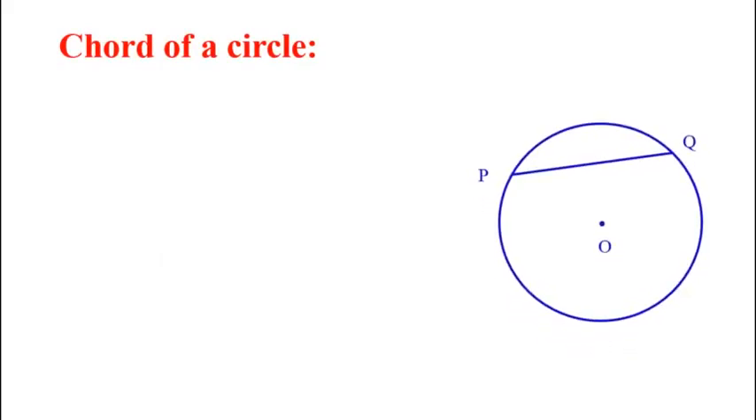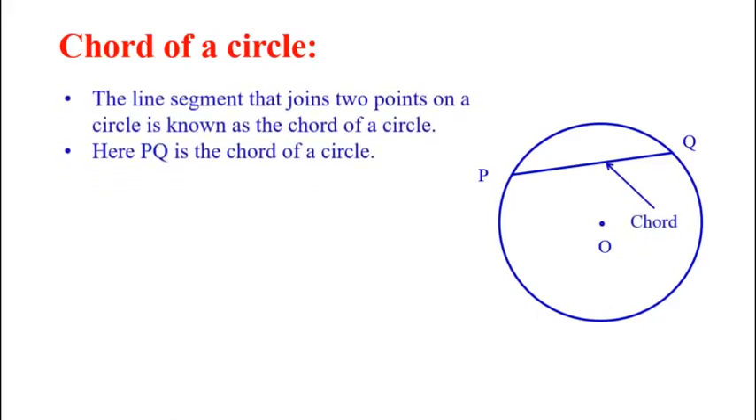Then chord of a circle. The line segment that joins 2 points on a circle is known as the chord of a circle. Here in this figure, P and Q are 2 points on the circle, and the line segment that joins the 2 points P and Q on the circle is PQ. So here PQ is the chord of this circle.